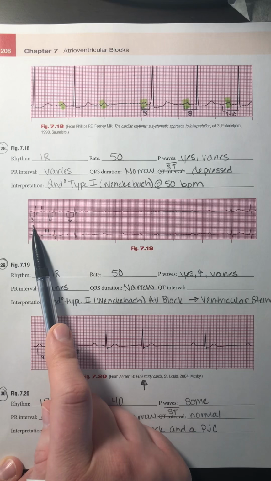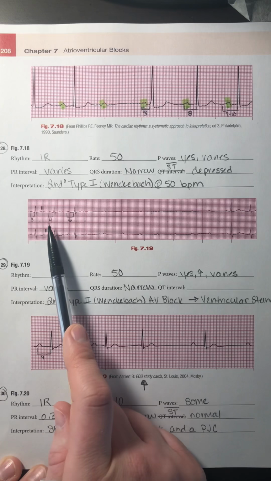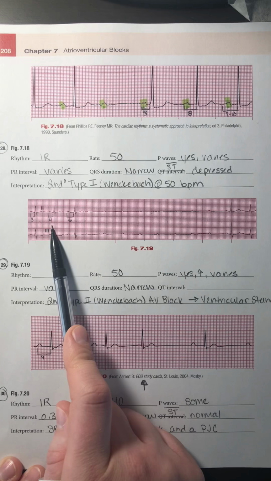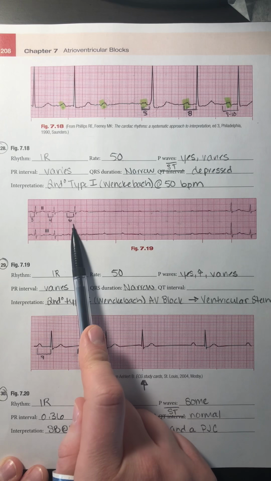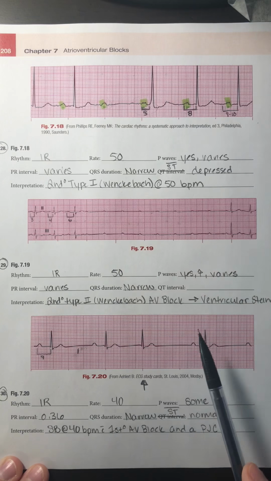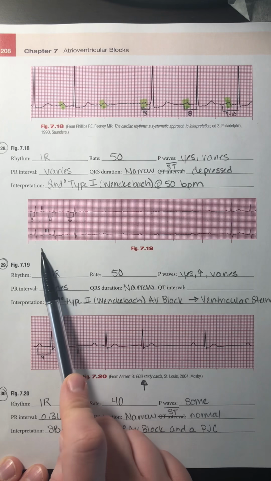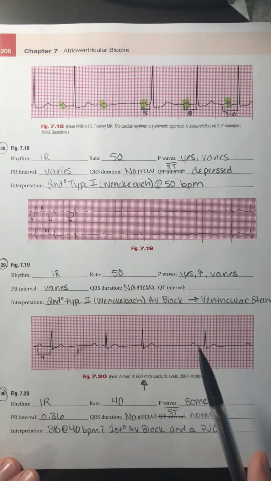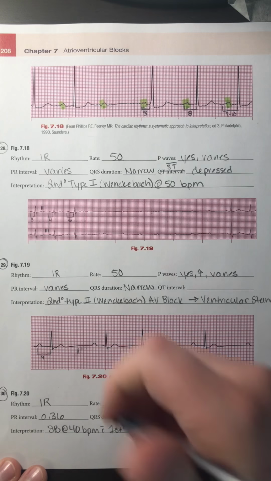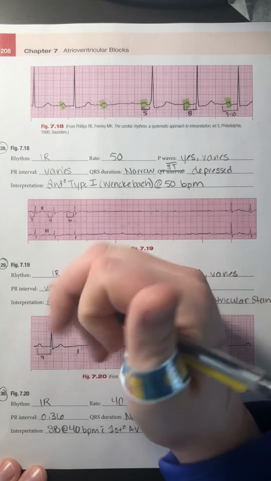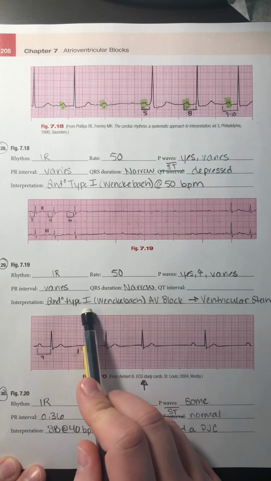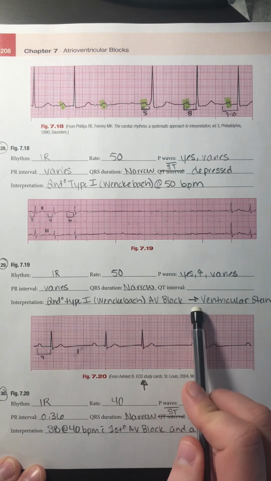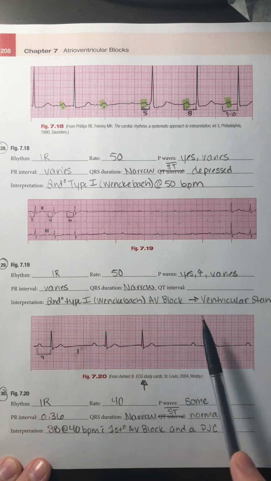So I did measure out the PR interval over here. For this first complex, my PR interval is 3 blocks. For the second complex, my PR interval is 4 blocks. And then for my third complex, my PR interval is 6 blocks. And as we talked about before with the rhythm above, that is indicative of a Wenckebach. So longer, longer, drop, then you have a Wenckebach. Oh, and I definitely labeled that wrong. So this is a second degree type 1 Wenckebach AV block.